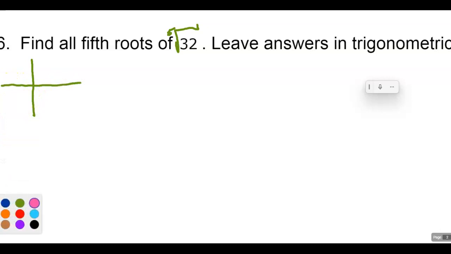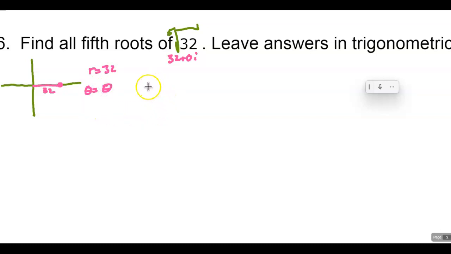So 32, remember this is 32 plus 0i, so that just puts it right here. Right? That's 32 plus 0i, of course with a radius now of 32. And a theta of 0, right? We're on the angle 0. So it makes it really easy to start this problem. And I'll just write that down, 32, and we have theta 0.